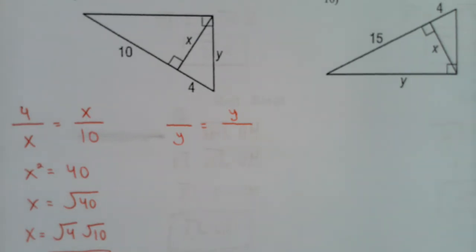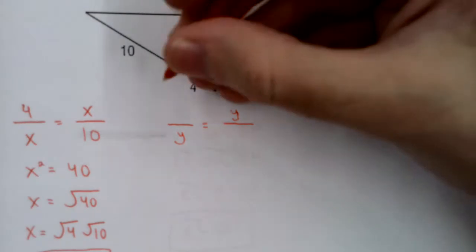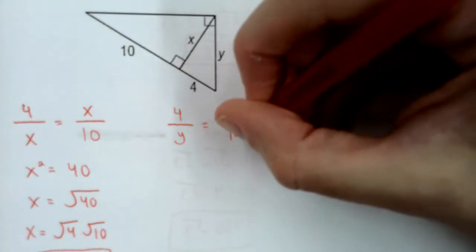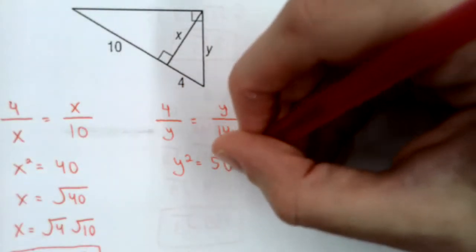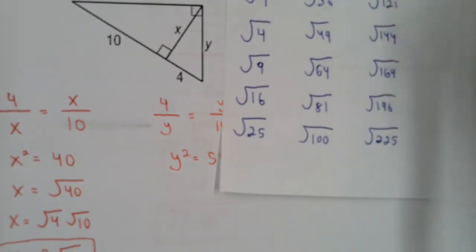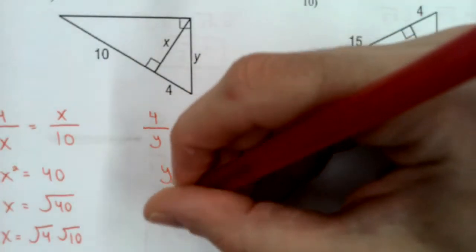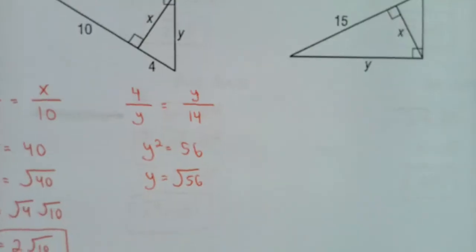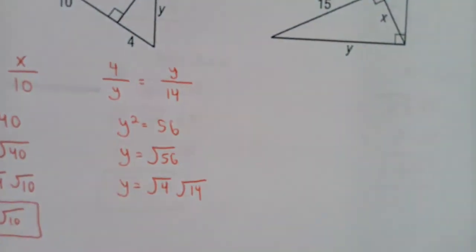Okay, so the leg, in this case y, is the geometric mean between the part of the hypotenuse that's adjacent to it, which is 4, and the entire hypotenuse, which is 14. Cross multiply: y squared equals 4 times 14, which is 56. Let's see which one of these numbers we're going to use. It's going to be 4 again. Y equals the square root of 56, which is square root of 4 times square root of 14, which is 2 square root of 14.